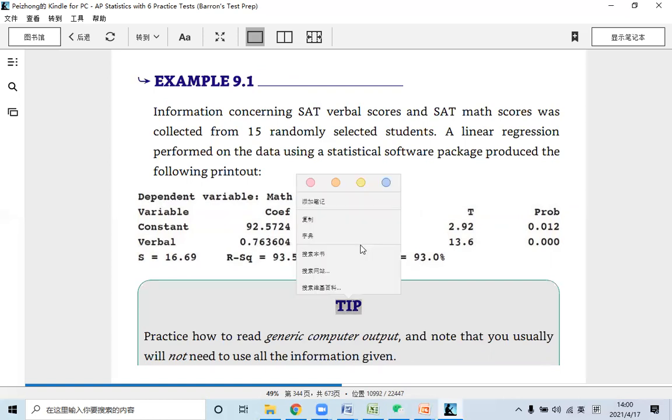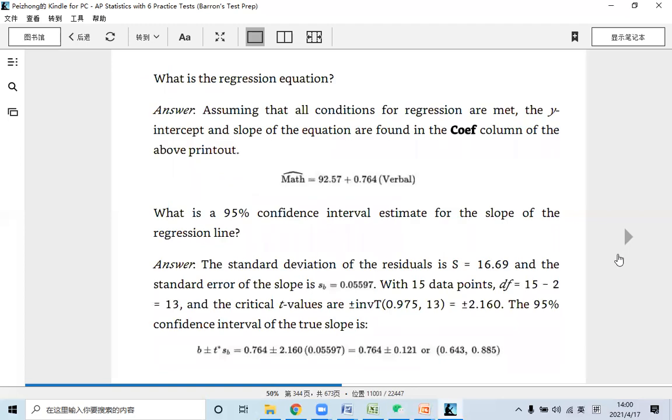Standard error. Standard error is here for the coefficient. You get this from here. Standard error of the coefficient. Yeah, so the degree of freedom.